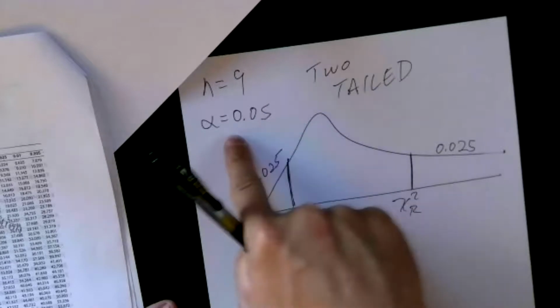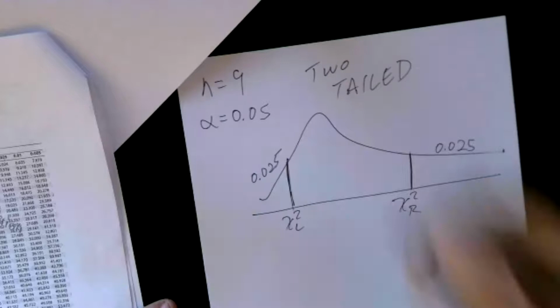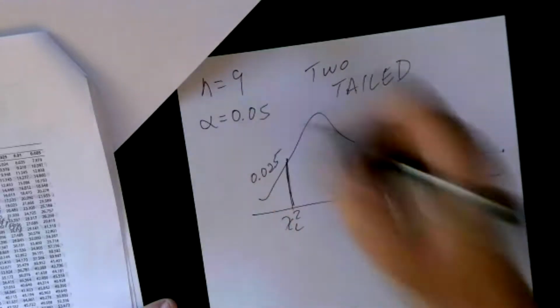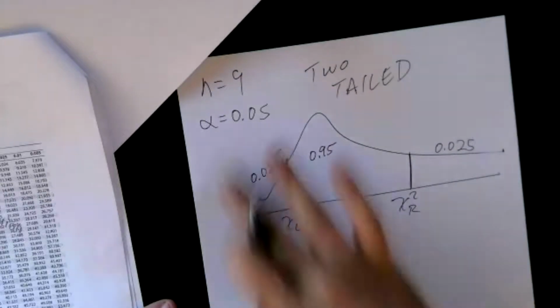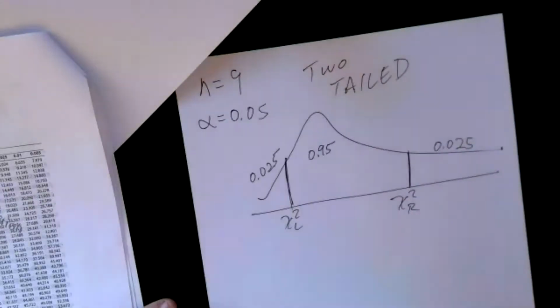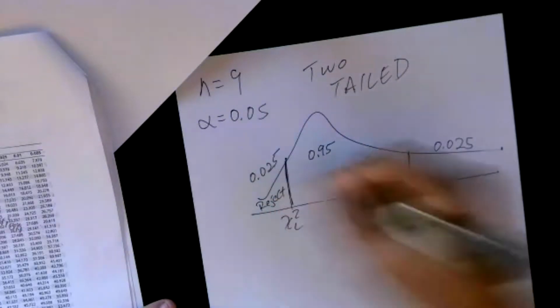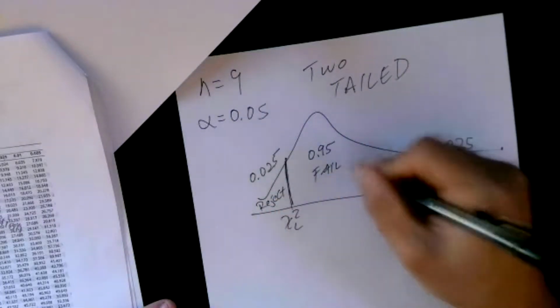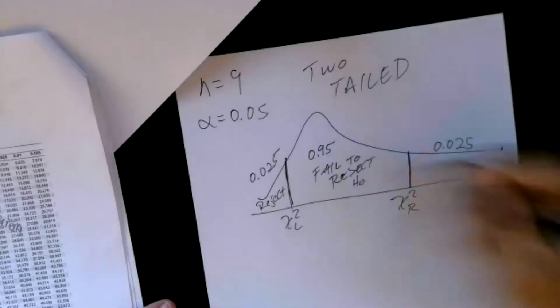Now, if there's 0.05 in the tails, how much is in the middle? Well, it's 1 minus 0.05, which is 0.95. And now that we have these areas, we need those for the table. So reject on the left, fail to reject in the center, and reject on the right.